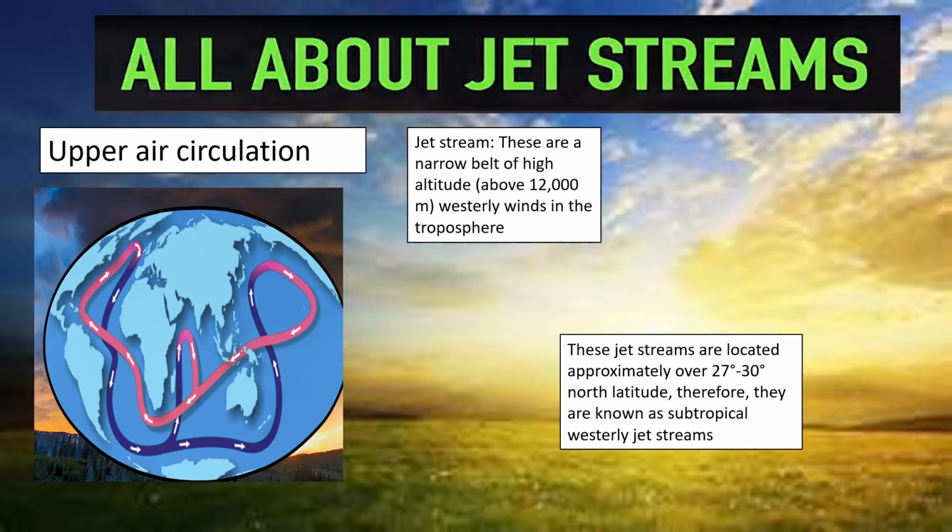Jet streams are located between latitudes 30 degrees north and 30 degrees south, and they are of two types. One is westerly jet stream and the second one is easterly jet stream. Westerly jet streams blow from west to east and easterly jet streams blow from east to west.